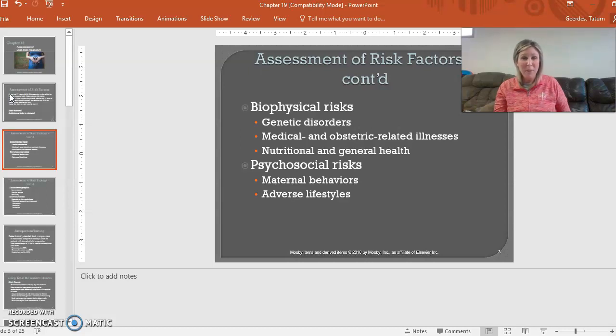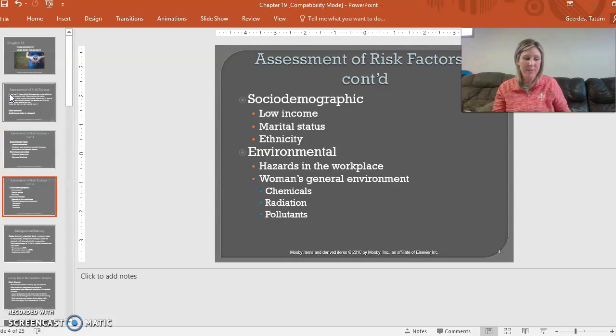Does she suffer from any abuse? We know that intimate partner violence and domestic abuse increases with pregnancy, so that would be something to really ask her about. And then also any hazards in her workplace. So is she exposed to any chemicals or pollutants in her workplace that could interfere and place her pregnancy at risk? We'll move on and we'll talk about slide 4.